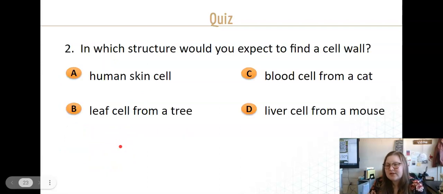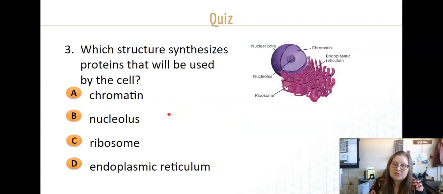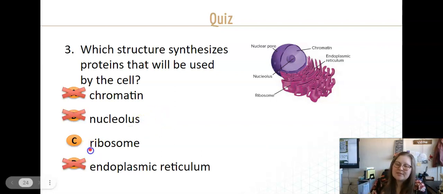In which structure would you expect to find a cell wall? Human skin cell, leaf from a tree, blood cell from a cat, liver from a mouse? If they're only found in plants, we would expect that from a tree. Which structure synthesizes proteins that will be used by the cell? Where are we getting those proteins from? It's the ribosome. Ribosomes come from the nucleolus, and they are on the endoplasmic reticulum, but the actual synthesis happens in the ribosome.